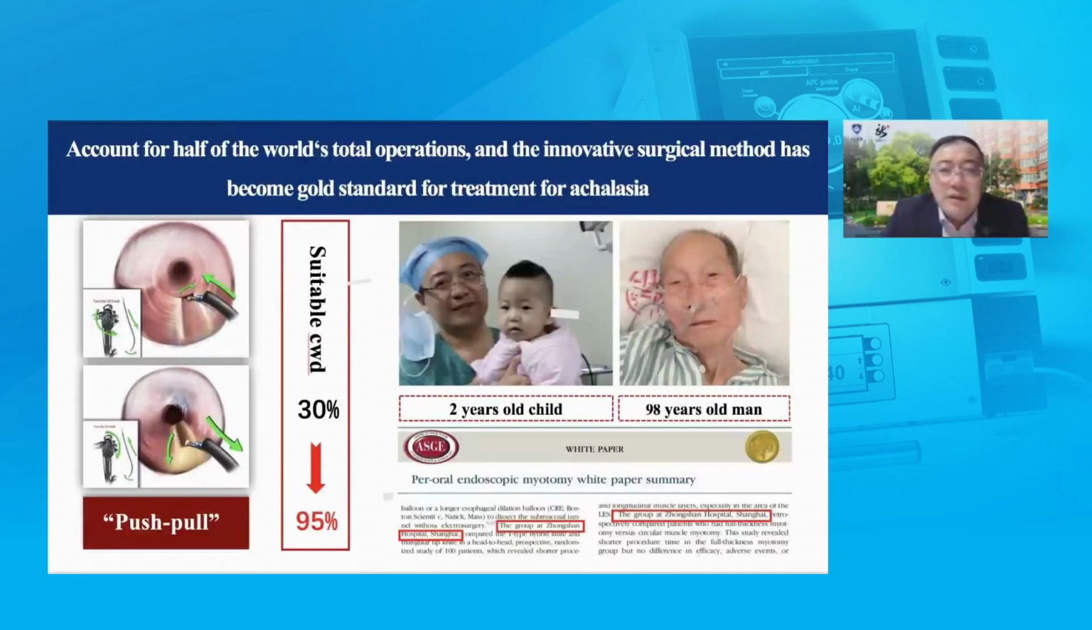Now we can use the POEM technique with the push and pull technique to perform more than 96% of such achalasia patients. Now we account for one half of the world's total operations. And innovative surgical methods such as the push and pull technique have become the gold standard for the treatment of achalasia.